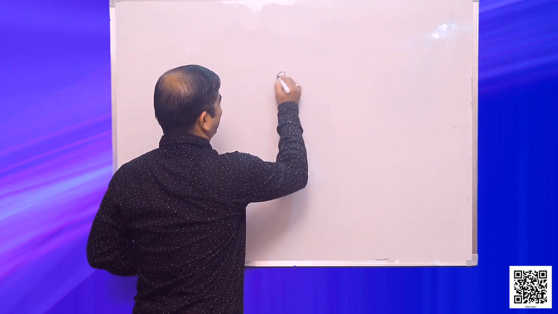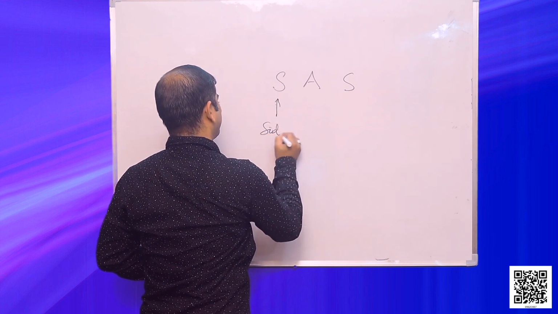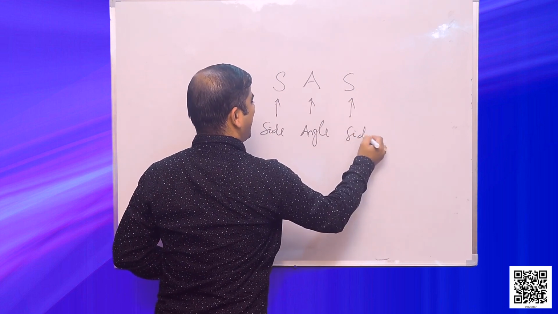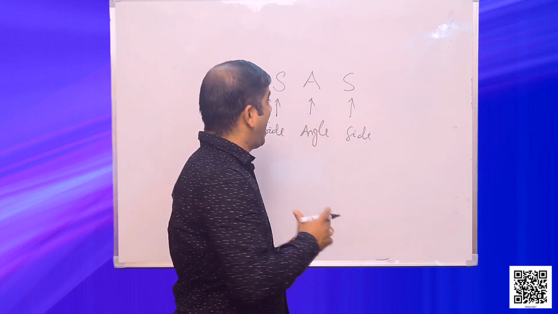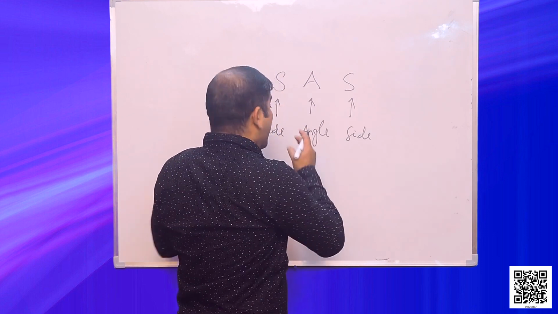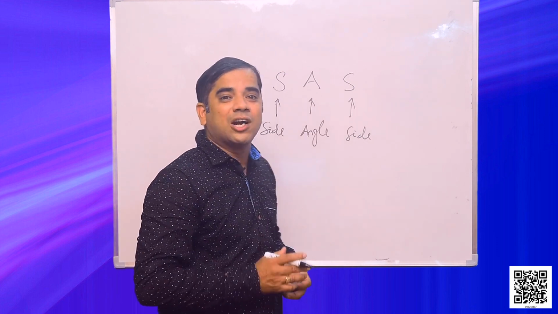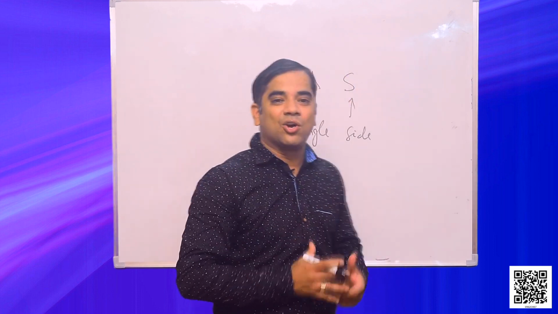So this gives us the axiom 7.1, that is SAS congruence rule. What does it mean? SAS, side, angle and side. That means in two triangles, if two corresponding sides are equal and they have equal angle included within themselves, then those two triangles are congruent to each other. Okay, this is called your SAS congruence rule.